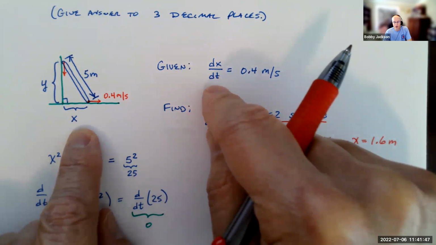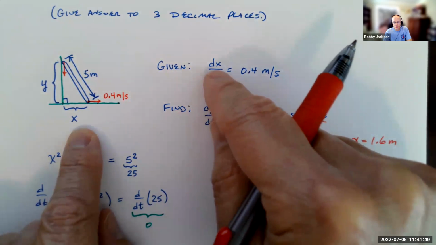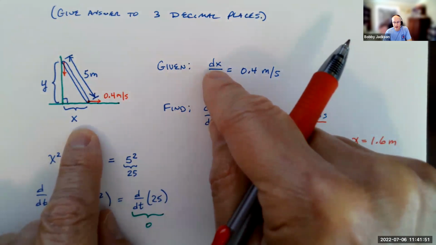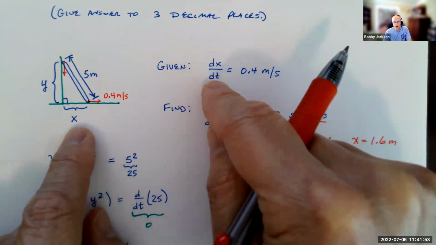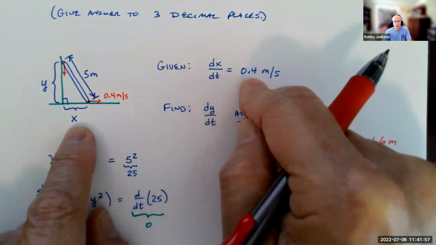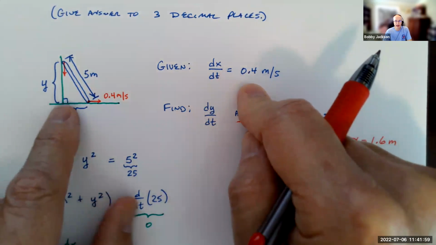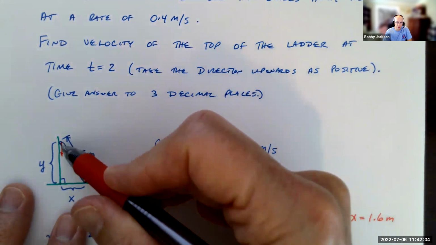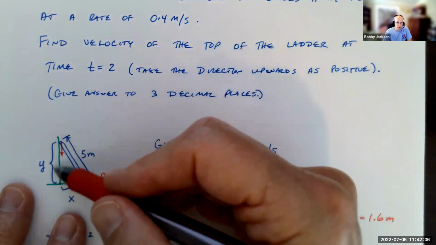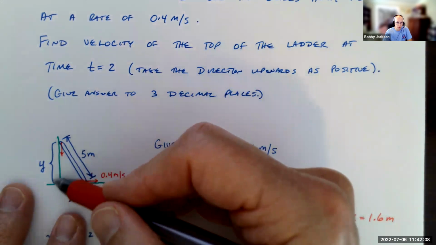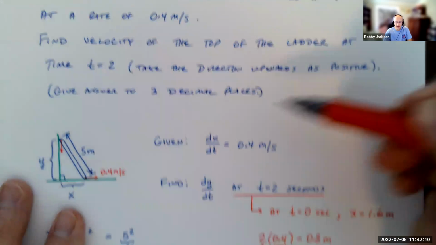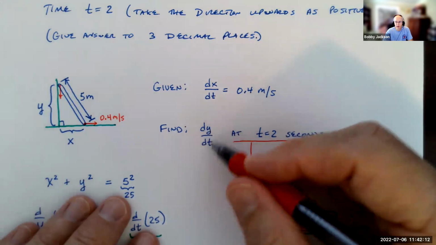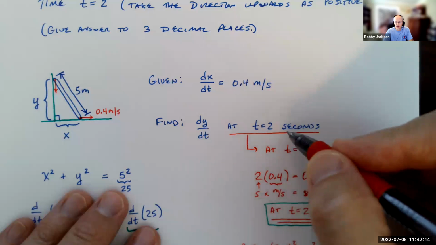So there's the power of the derivative. The derivative gives us the rate of change. So dx/dt means the rate of change of x with respect to time, and that's given to be 0.4 meters per second. What we're asked to find is, right, the velocity of the top of the ladder, right? So what's the velocity of the top of the ladder? Well, that's just going to be the rate of change of this distance, y, right? So that's dy/dt. So we're going to find dy/dt at what? At t equals 2 seconds.